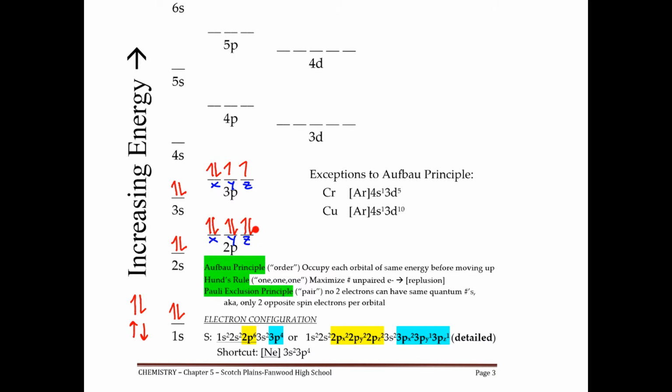So we're going to stop. We're going to call this all neon up to 2p because it has 10. And then we're going to move into what comes afterwards. So 3s and 3p. So 3s2, 3p4, that's what's past neon because neon has 10. So the shortcut would be neon in brackets and then 3s2, 3p4. But for the homework, we're just going to do the regular electron configuration for tonight.